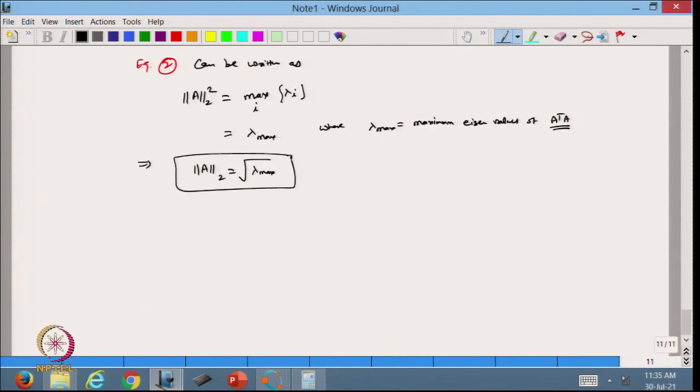We will stop here now. In today's lecture we started with the matrix norm, and how we can define different types of matrix norms. Then we discussed how matrix norms and vector norms are compatible with each other, and in the end we discussed how we can define the 2 norm of a given matrix in terms of the eigenvalues.